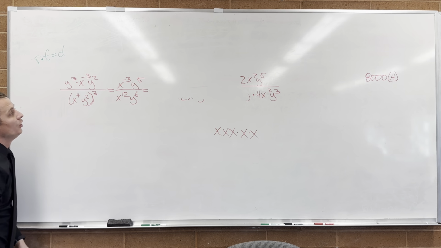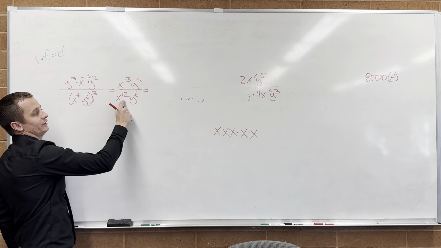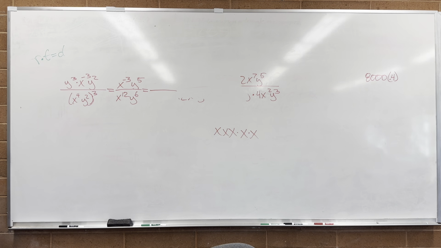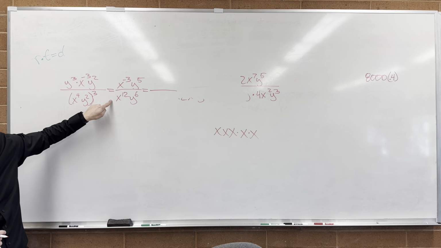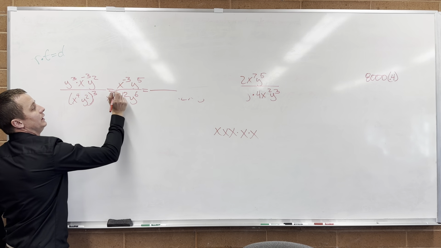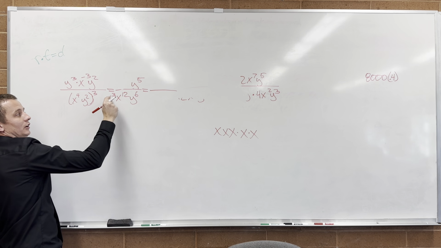Swap them to the bottom and make them positive. Or if it was negative down here, swap it to the top and make it positive. So if I take the x's down here, what does this x become? If I bring the x to the bottom, so rather than x to the negative 3 up there, I instead have x to the 3 down here. I move it down, which makes it positive.